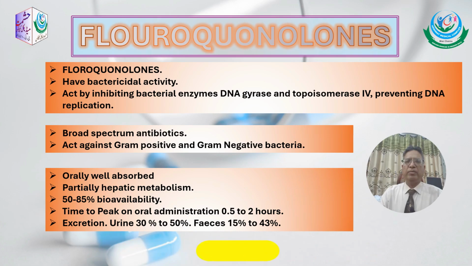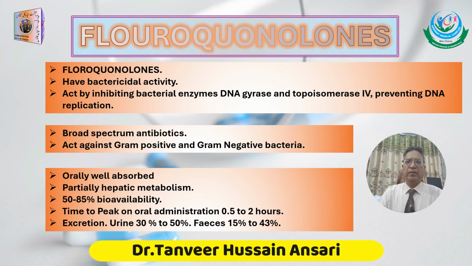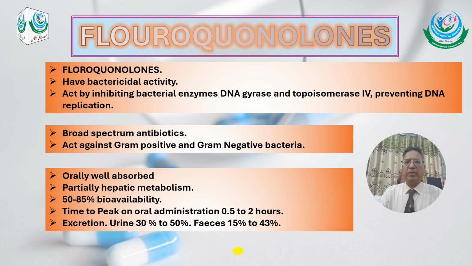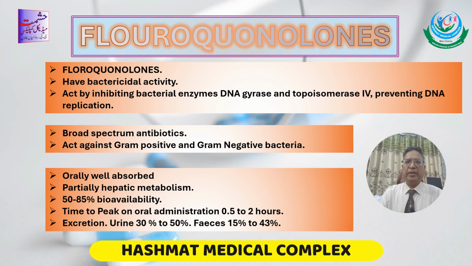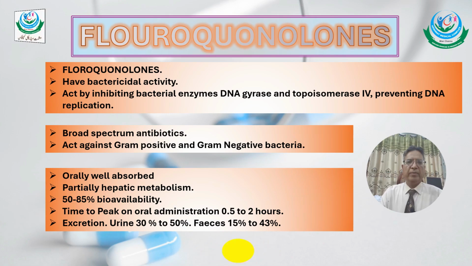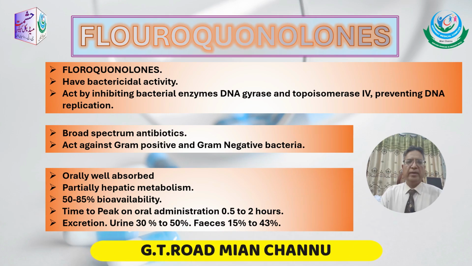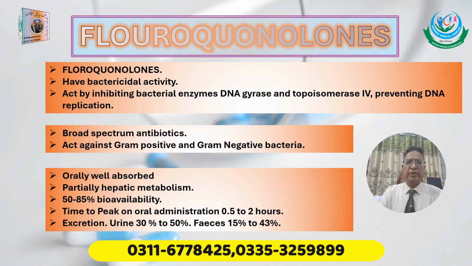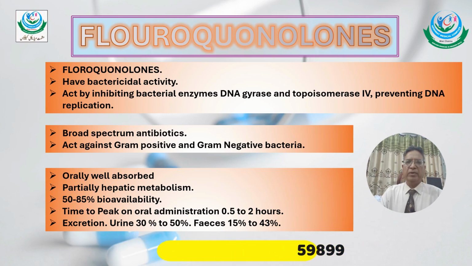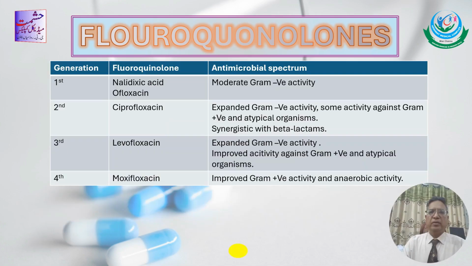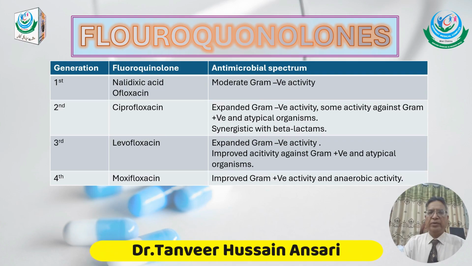These are broad spectrum antibiotics. It means they act against gram positive as well as gram negative bacteria. They are well absorbed when prescribed orally, and they have partial hepatic metabolism. Bioavailability is 50 to 85%, and time to peak on oral administration is 0.5 to 2 hours. While talking about their excretion from the body, they are excreted through urine 30 to 50% and through feces from 15 to 43%. This group of drugs is divided into four generations.